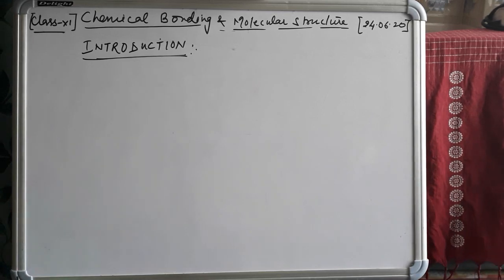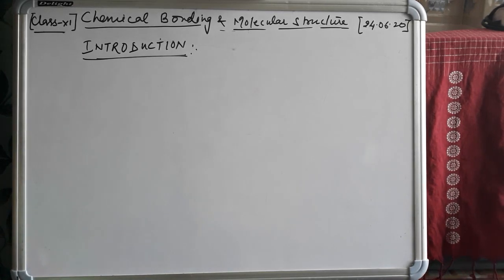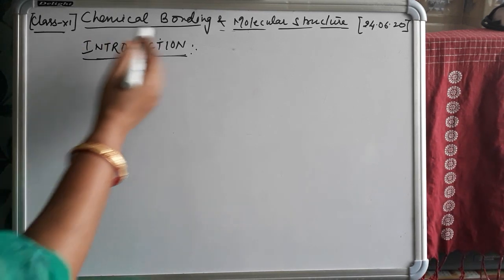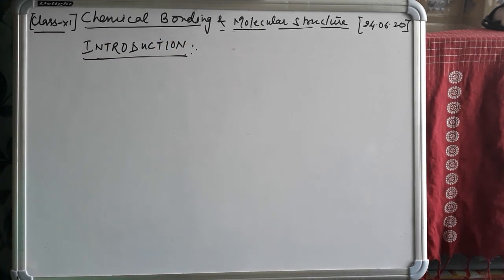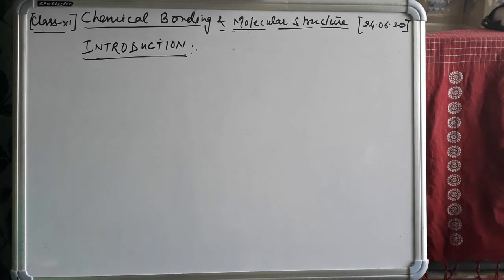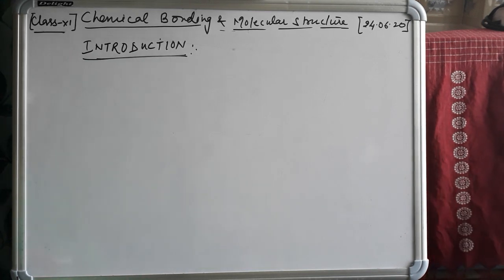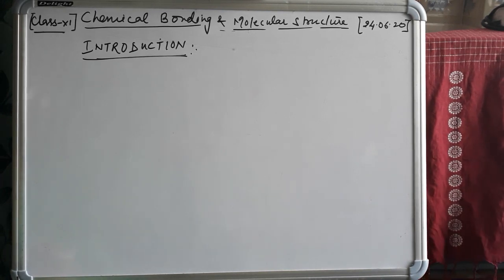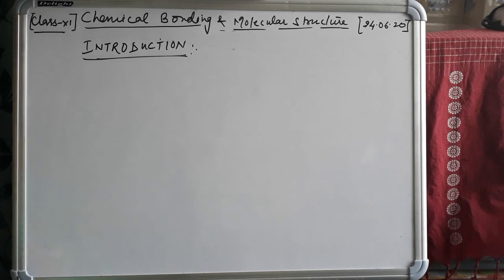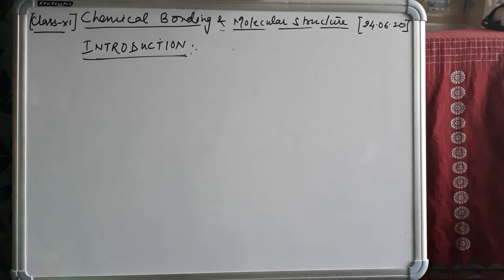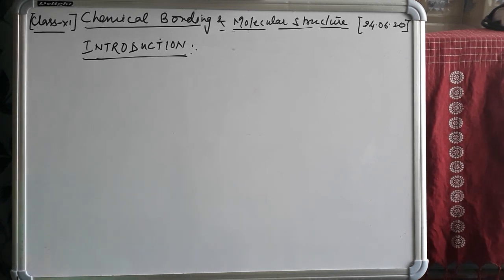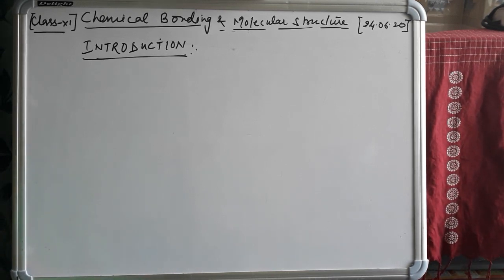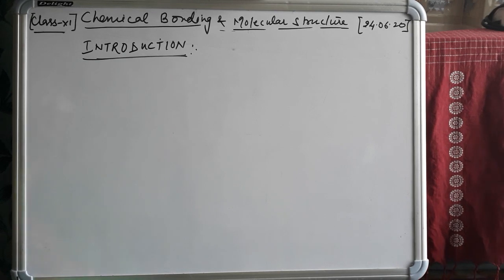Hello students, today I am going to start a new chapter, that is chemical bonding and molecular structure. This chapter is very important and you are all familiar with the topics in this chapter, like covalent bond and electrovalent bond. At first we will discuss what chemical bonding is. Let's start with the introduction.